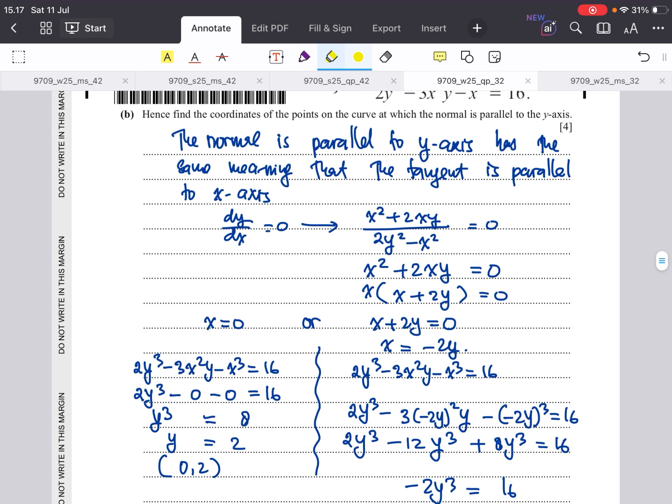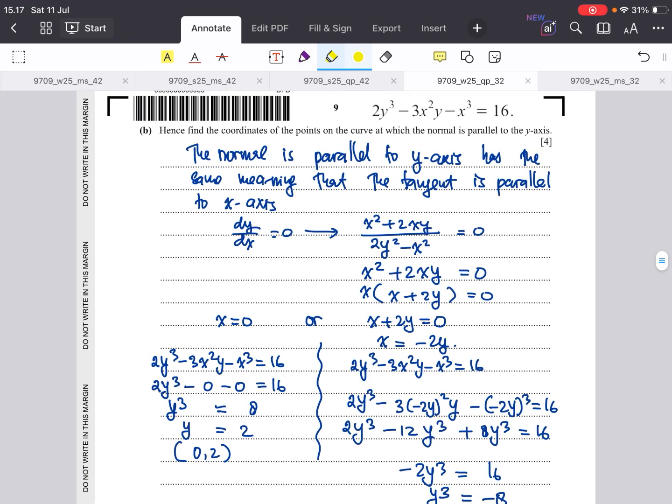So the next step is to find the value of x and y. Here the value of x has been found. So x equals 0. To find the value of y, we substitute the value of x here. The value of x we replace with 0. So we get this, and y cubed is equal to 8. Y is equal to 2. So the first coordinate is 0, 2.